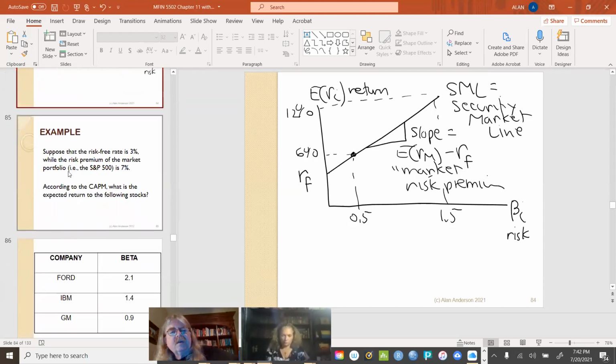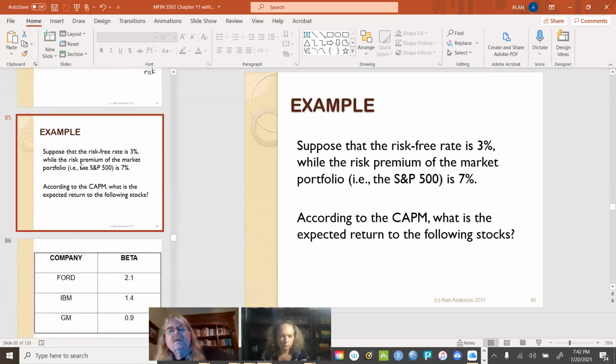All right, so let's do some practicing with this. Suppose that we're told that the risk-free rate is 3%, meaning you could buy a treasury bill that yields 3%. Now, the risk premium of the market portfolio is this expression.